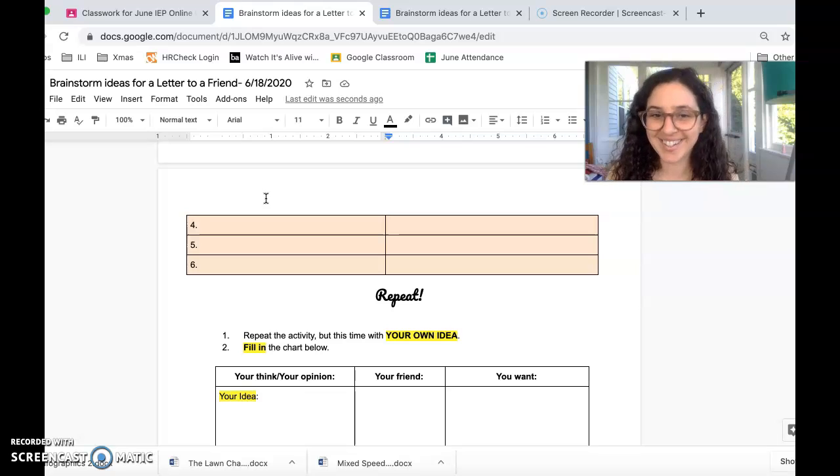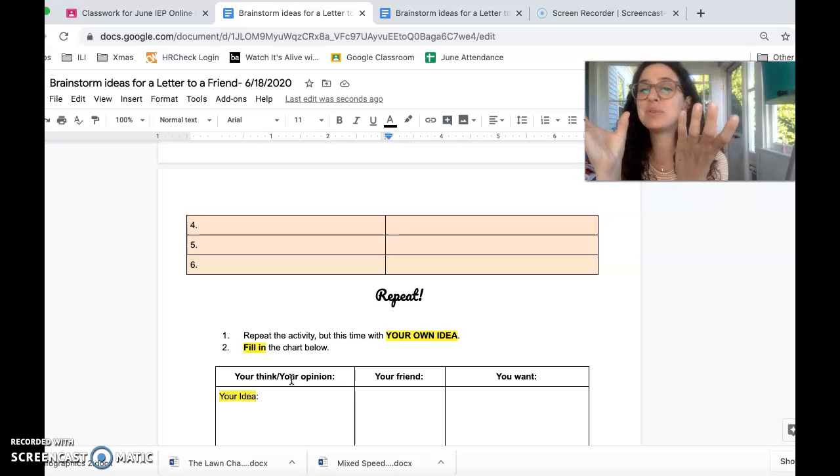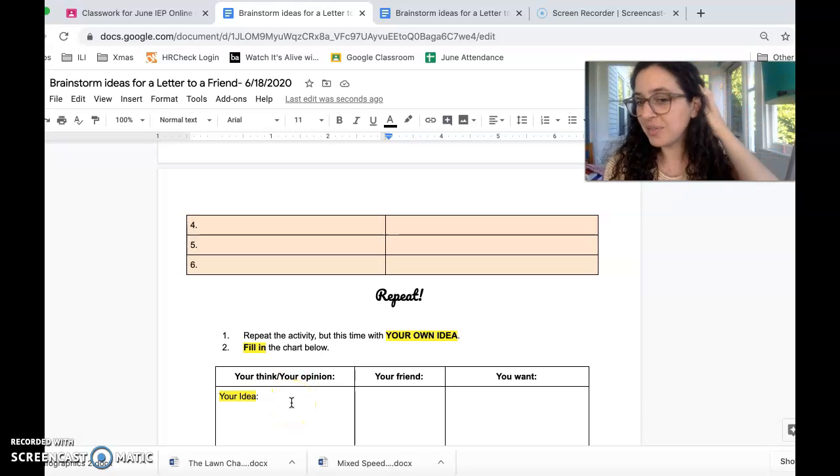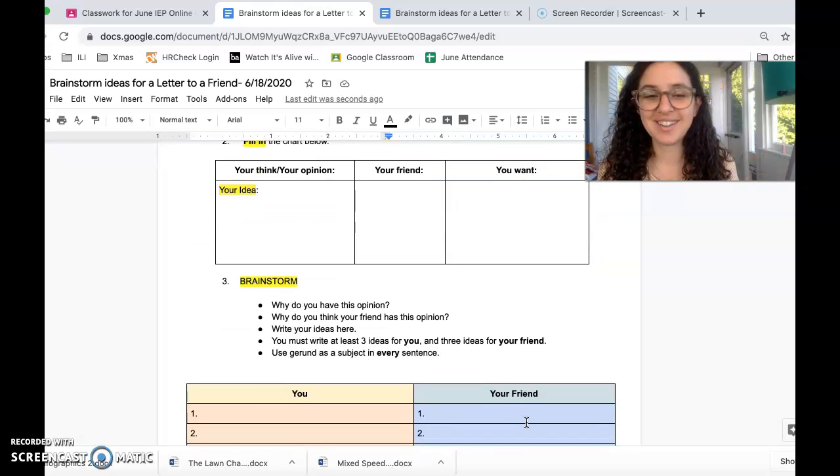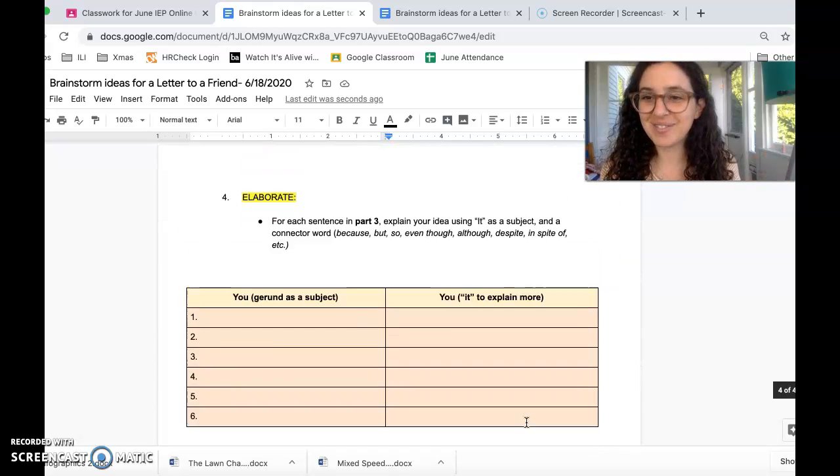And finally, you will repeat the activity, but this time with your own idea. So you need to think of an opinion you have. Think of the opposite opinion. And what do you want from that? Okay? All right. What do you want your friend to think? All right. We'll repeat the activity.